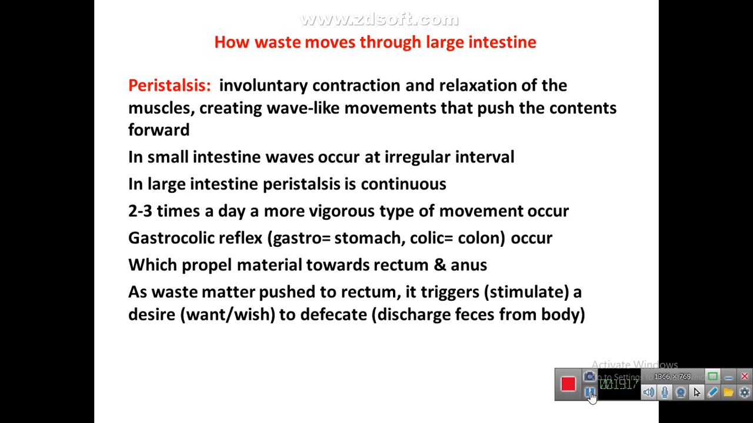Two to three times a day, a more vigorous or strong type of movement occurs, known as the gastrocolic reflex. Gastro is for the stomach, colic is for the colon. The gastrocolic reflex propels the material toward the rectum and then to the anus. As waste material is pushed to the rectum, it stimulates a desire to defecate, meaning to discharge the feces from the body.